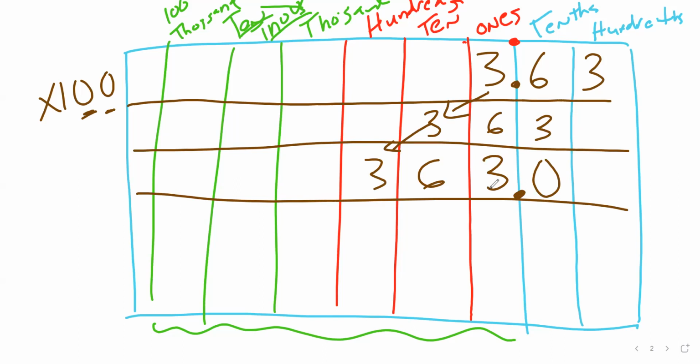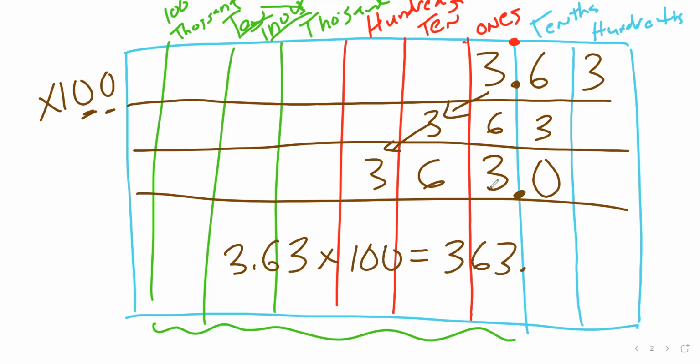And that is what happened when we took, sorry, this is looking messy, when we took 3 and 6300ths and multiplied it by 100, we ended up with 363.